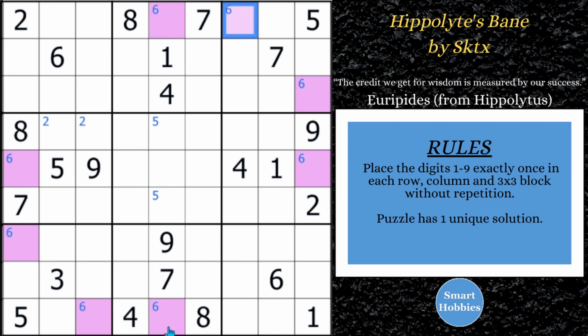And now, if you want to see some more X chain solving like this, wait till the end. I'll give you another puzzle that does the X chains in a slightly different way, and you're going to love it. So wait till the end there.